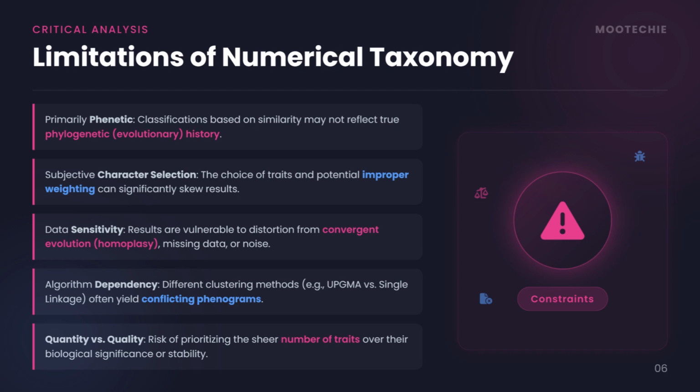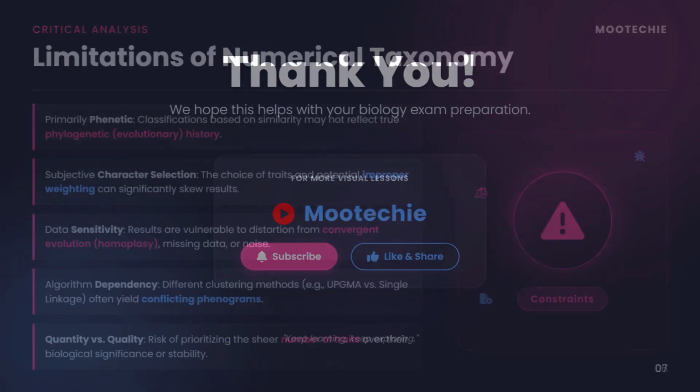Algorithmic dependence. Different clustering methods, for example UPGMA versus single linkage, often yield differing phenograms. The choice of math can change the picture, which requires careful interpretation. Quantity versus quality. Risk of prioritizing the sheer number of traits over their biological significance or stability. 100 trivial traits might not be as informative as 10 fundamental reliable ones. Finally, we wrap up our overview.